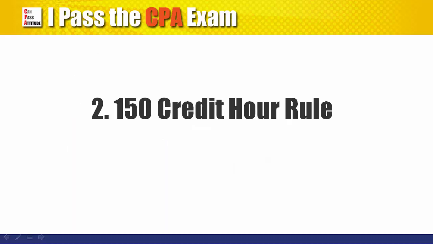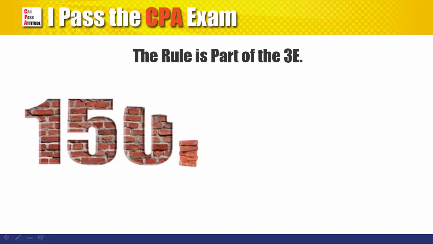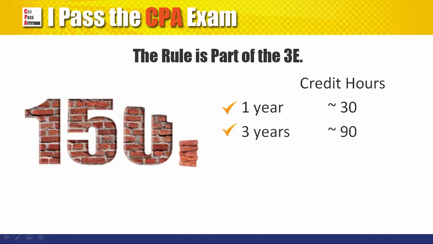Second, the 150 credit hour rule. As part of the 3E requirements, candidates are required to achieve an equivalent of a master's degree with 150 credit hours of higher education. For those who are not familiar with the US credit hour system, one academic year roughly equals to 30 credit hours. Therefore, if you have a 3-year degree, you'll have around 90 credit hours. If you have a 4-year degree, you'll have around 120 credit hours.